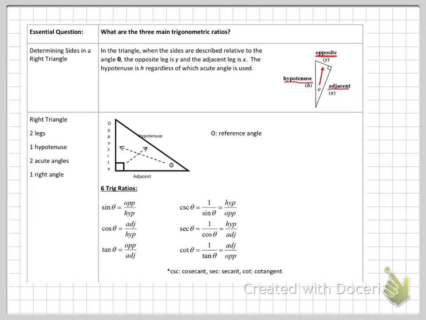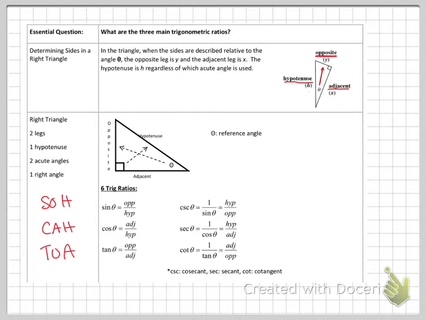So in Integrated 2, you learned your three trig ratios, sine, cosine, and tangent, and you learned a little acronym to help you remember it. So, SOHCAHTOA, hopefully that sounds familiar. And what it means is the first letter tells you the trig function, so S for sine theta. The middle letter tells you what's on top of the fraction, so O for opposite. And the third letter tells you what's on the bottom of the fraction, so H for hypotenuse.